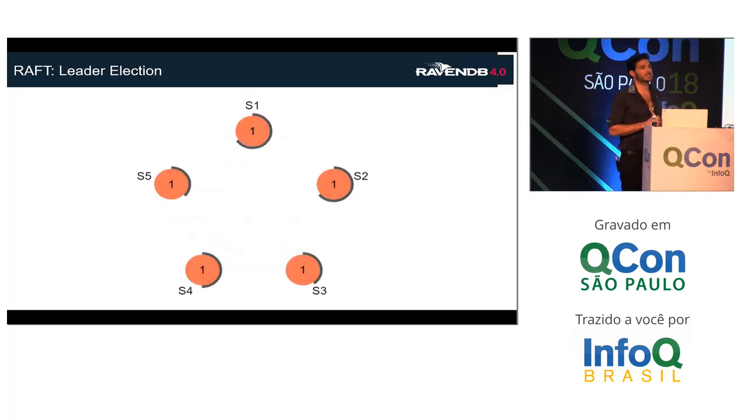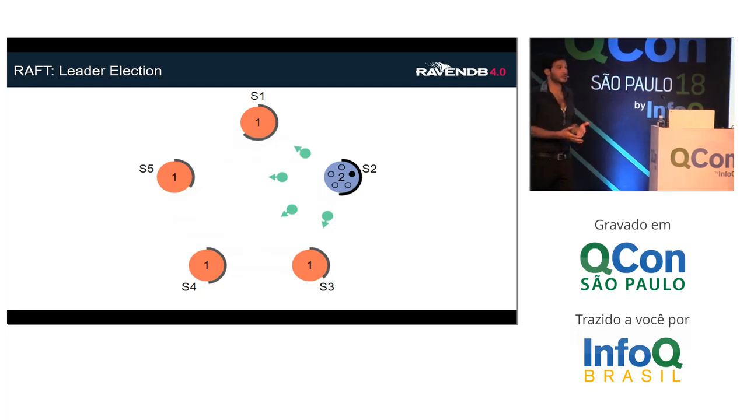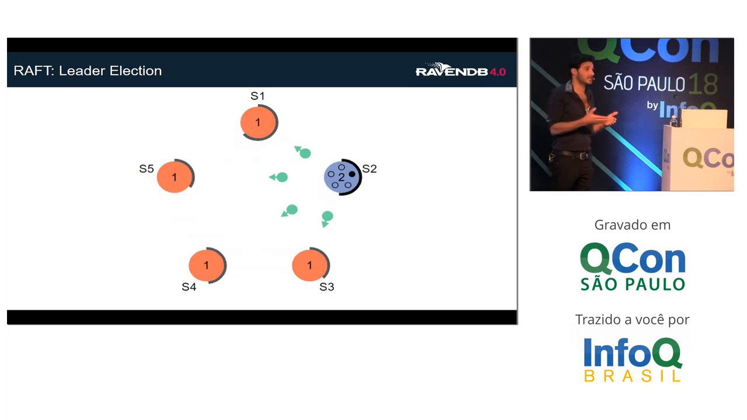So, leader election. This is what happens. Like you can see, we have here 5 nodes. The black circles are the timeouts that we have on each node. When the time reaches its end because no one hears from the leader, all of the nodes start with term 1. Now node S2 runs out of time because it doesn't hear from the leader, since in the start we don't have any leader in the cluster.